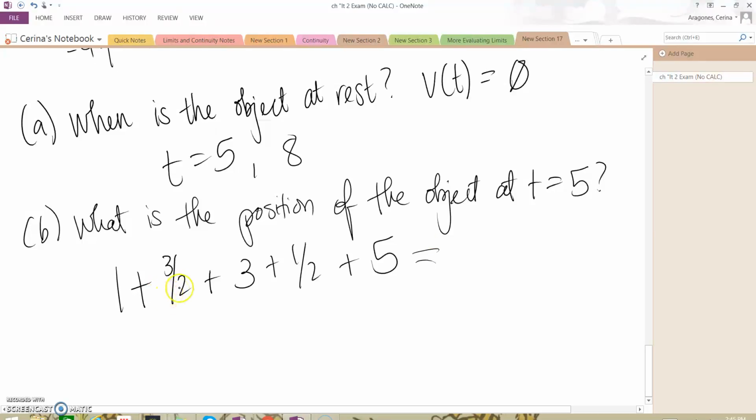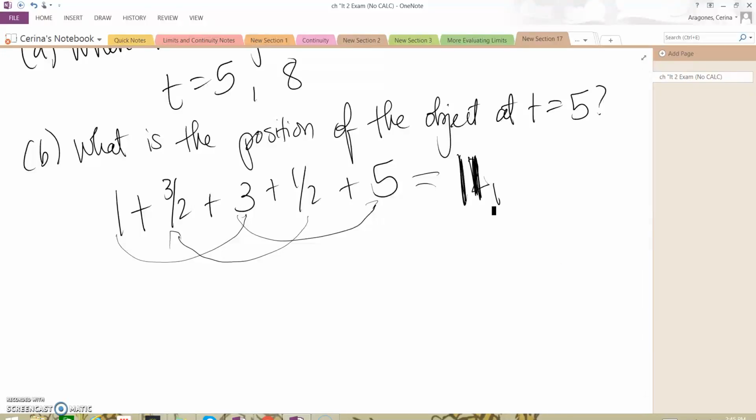So if we add it up, this becomes 1 plus 3 is 4, 4 plus 5 is 9, 9 plus 2 is 11. Sorry, no, 9 plus 2 is 11, not 12. Okay, so you are at 11.